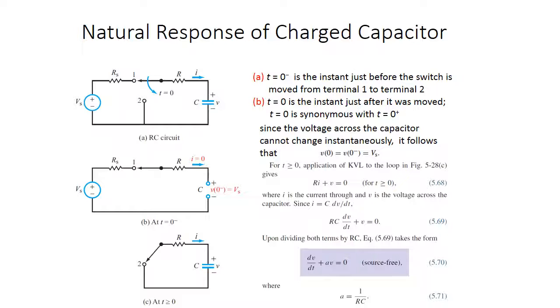Now we're going to look at essentially what the differential equation is for this. So for t greater than 0, we're going to do KVL in the loop. Because again, it's one loop, so we can apply KVL, Kirchhoff's voltage law, the change of voltages over the individual parts. So if we remember V equals IR, that's where we get the RI, and then V is going to be the voltage drop of the capacitor. So we can substitute in and plug in our values, where I is the current through it and V is the voltage across the capacitor.